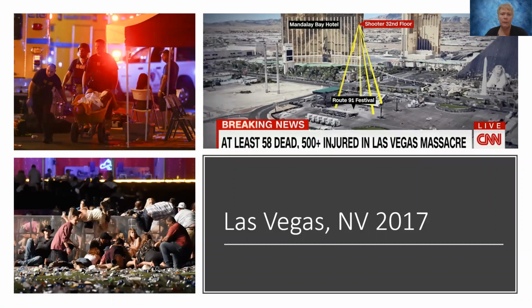Here is a very vivid example of that. This was the Las Vegas shooting in Nevada. If you remember, in 2017, there was a shooter, a sniper actually, who housed himself in the Mandalay Bay hotel. He had direct visualization of those attending a festival concert below, and he opened fire, and he killed 59 people. The majority of the people who died, died of massive hemorrhaging.